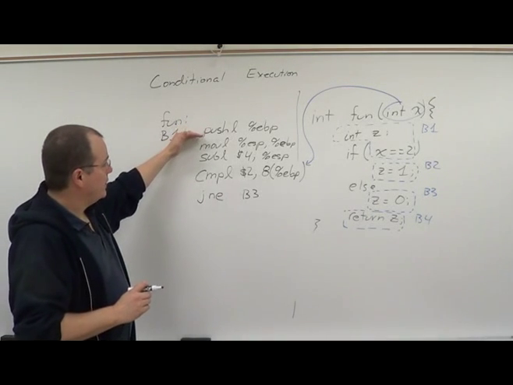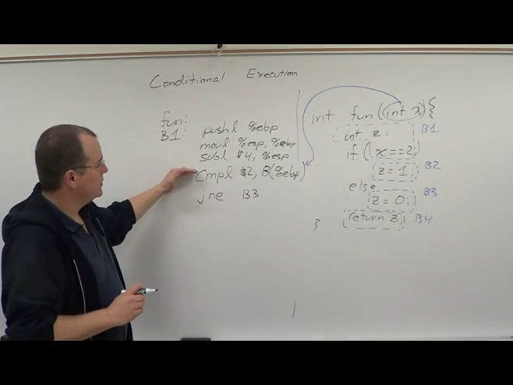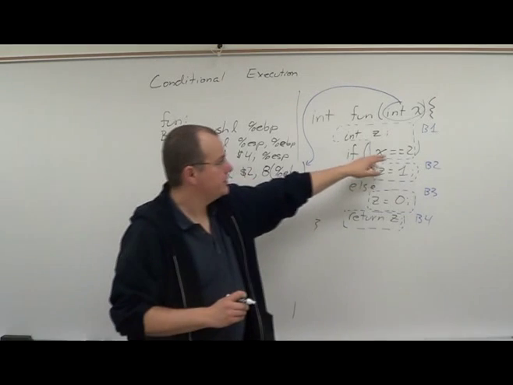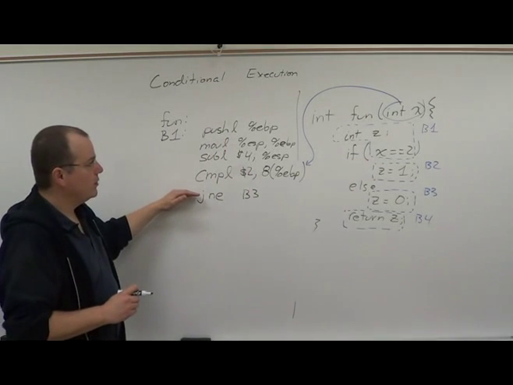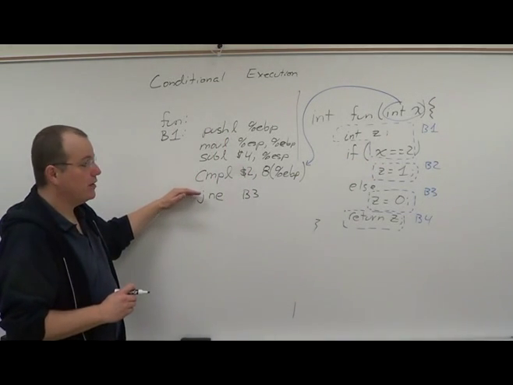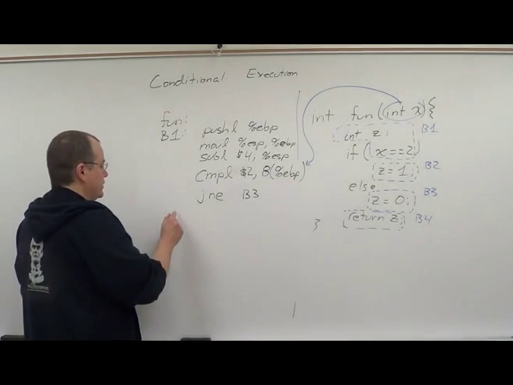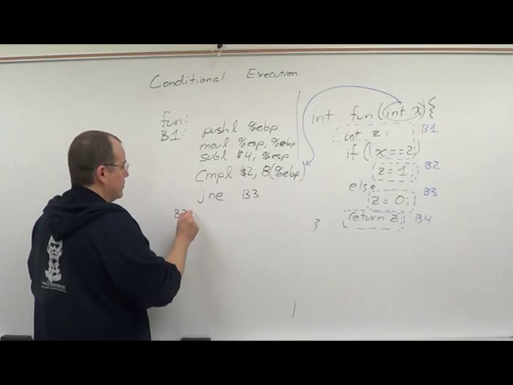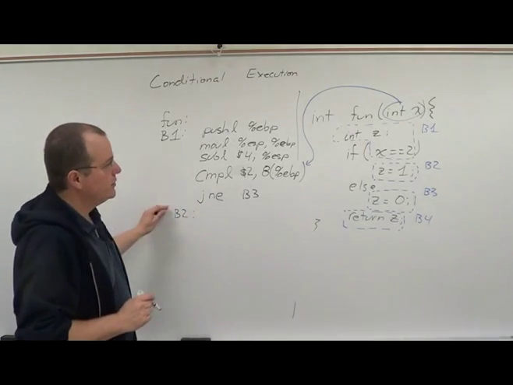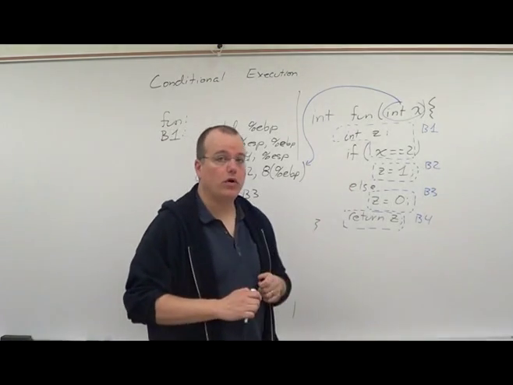So I come down here, I create a function, I create space for local variables, I compare x and 2. If they're not equal, I'm going to jump to block 3. If they are equal, I'm just going to go ahead and fall into block 2. So here's my block 2. Block 2 is very simple. I'm going to assign 1 to z.